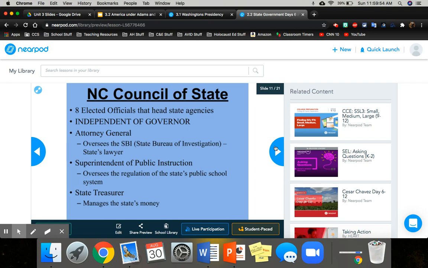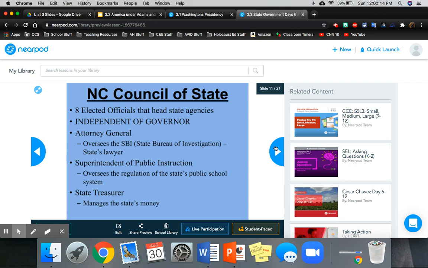The Attorney General is the state's lawyer, so this represents the state of North Carolina in court, and they oversee the State Bureau of Investigation. They're the chief lawmaking officer in the state. You got the Superintendent of Public Instruction. They oversee the regulation of the North Carolina public school system.